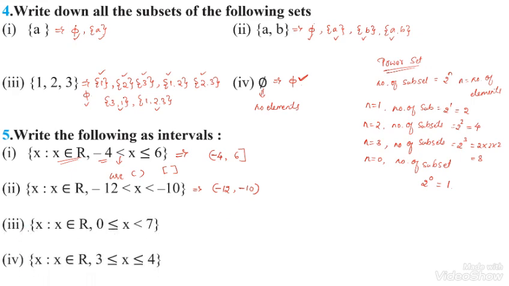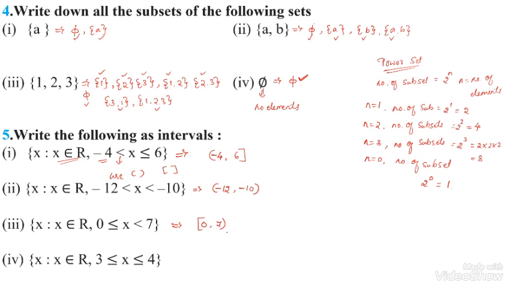Now let us move on to the next question. Question number 3. x such that x belongs to the real numbers, where 0 is less than or equal to x less than or equal to 5. Now first I write the boundary points 0 comma 5. Here the first symbol is less than or equal to, so I use the closed interval. Here only a less than condition is there, so I write the open interval.